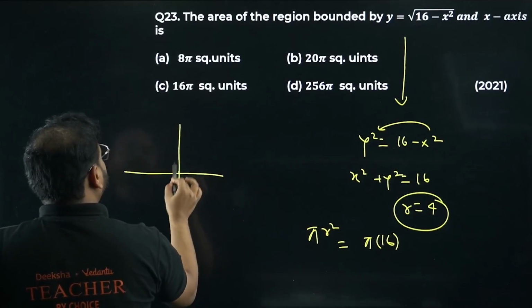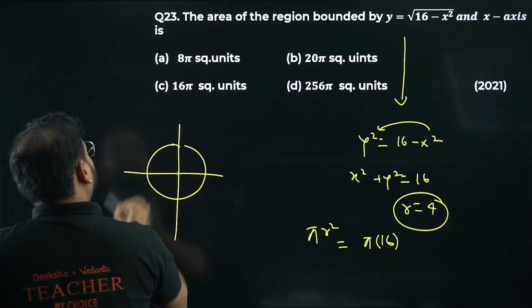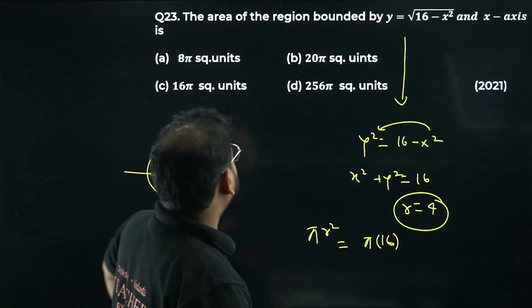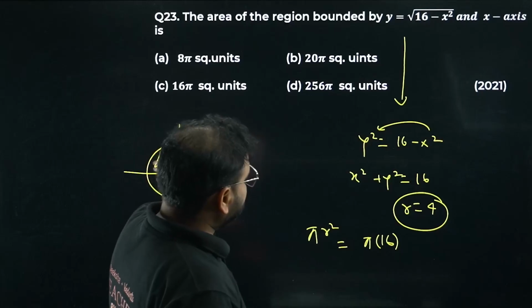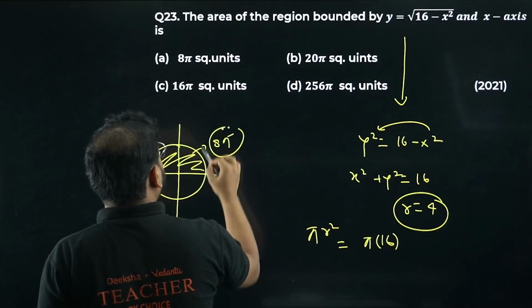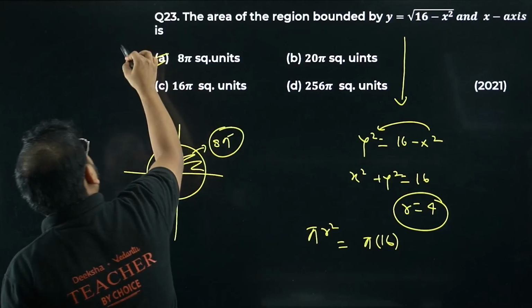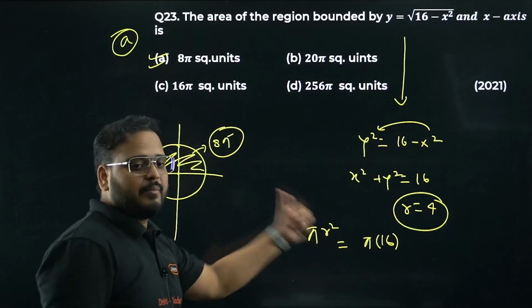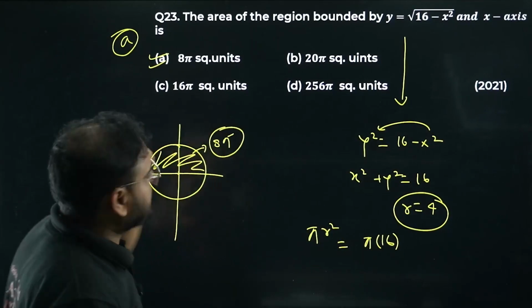Center is the origin. Sorry. Origin and center is same. Okay. They're asking only this part with the x-axis, right? So we get only the positive side, so half of this. So you have this answer as 8 pi. Option A is correct. Half of the 16 pi will be 8 pi, right? So option A is correct.